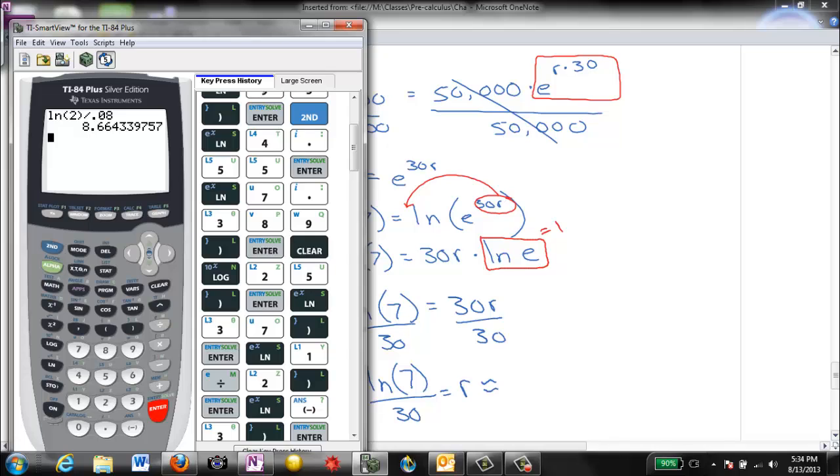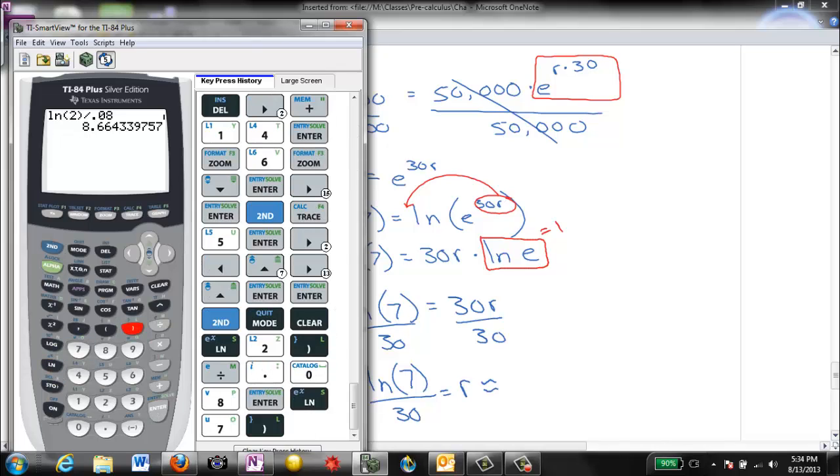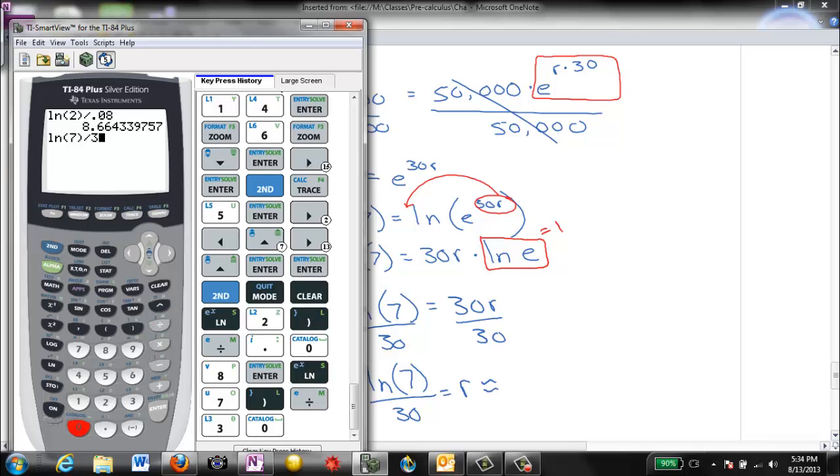And we have the natural log of 7 divided by 30. And whatever comes out, whatever decimal we get, that's going to be your decimal form of the percentage for the interest rate. So whatever decimal you'll get out of this, you'll have to convert to a percentage rate. So here we go. So enter. So we get 0.064, so we'll say 0.065.